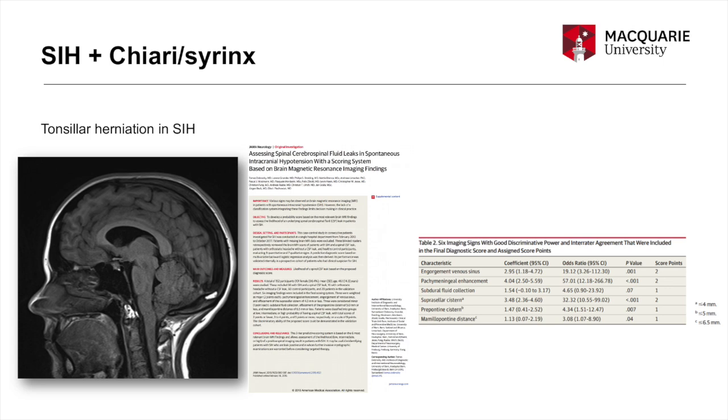So what about in SIH? I'm getting to the point here. We all know that tonsillar herniation is relatively common, and there's variation in terms of how common it is in series of SIH, but it didn't make the Bern score or the Beck score. The Bern score, the Beck score, right? It didn't make the list, right? So although it's common, it's not a discriminating feature.